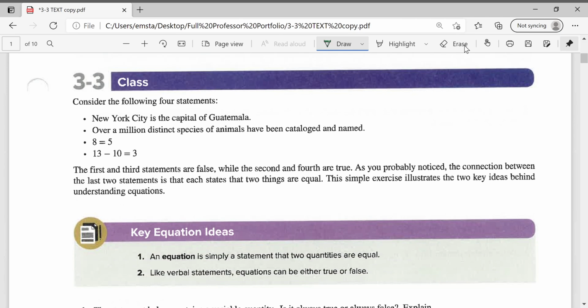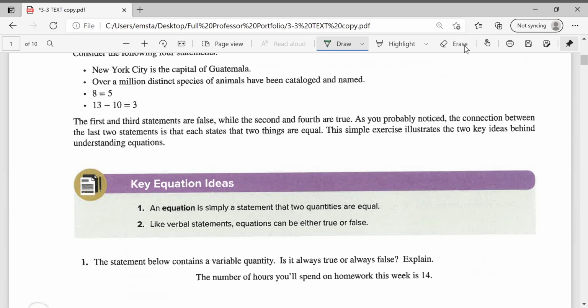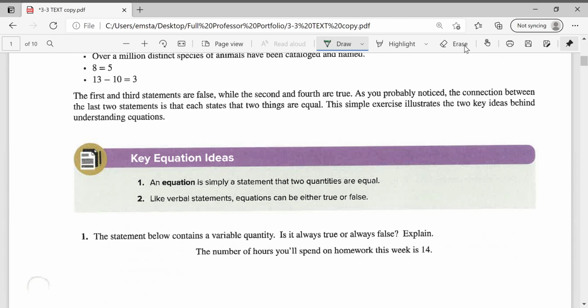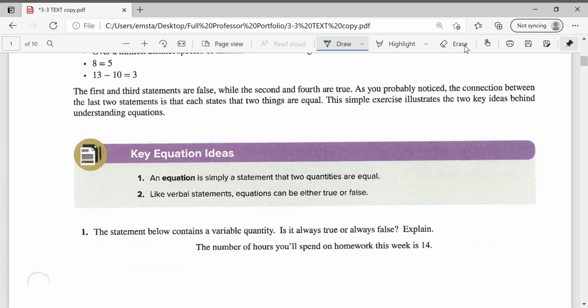This illustrates two key ideas behind equations and understanding equations. In the purple box, it gives us these two key ideas. The first one is that an equation is simply a statement that two quantities are equal. And the second thing is that, like verbal statements, equations can either be true or false.